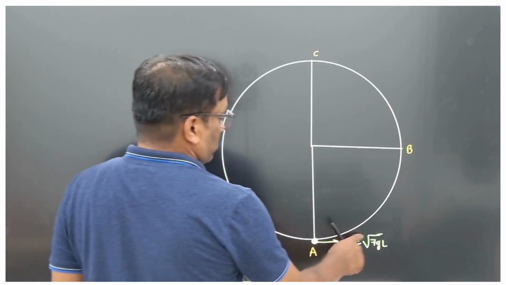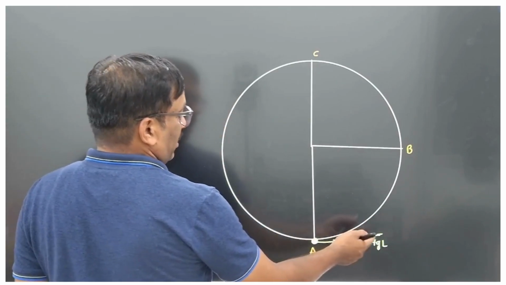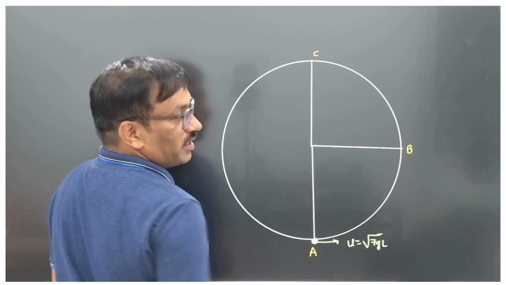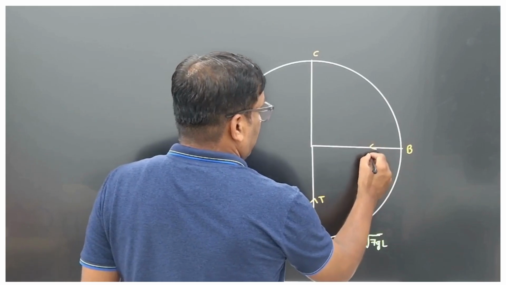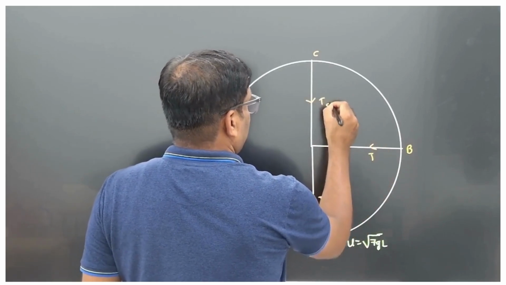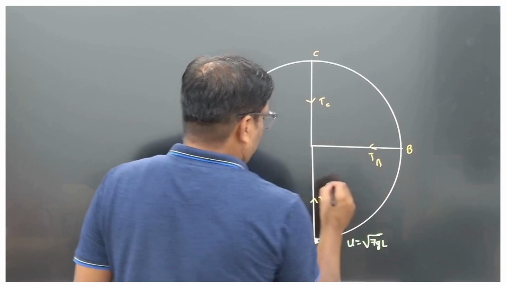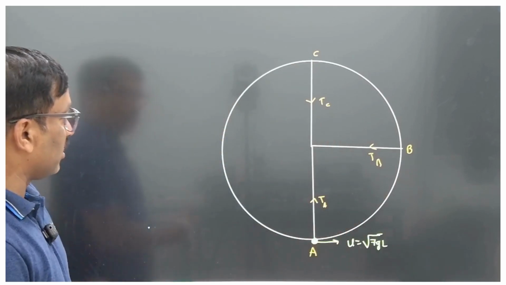For a similar type of problem, U is equal to square root of 7GL. Similarly, instead of 5GL, you can substitute 7GL. Then you can calculate the tension at A, tension at B, and tension at C. Try to calculate this, students, right? It's a good question.